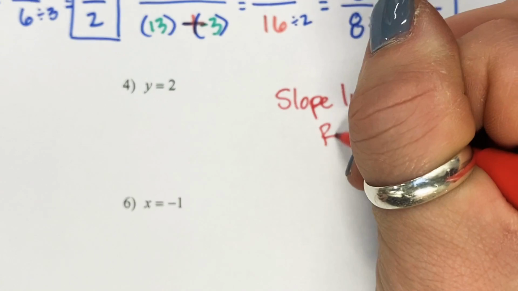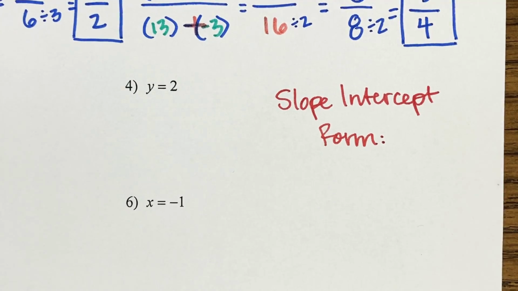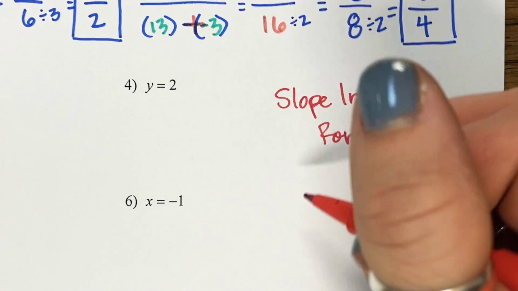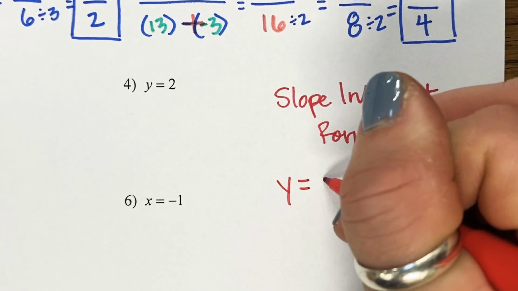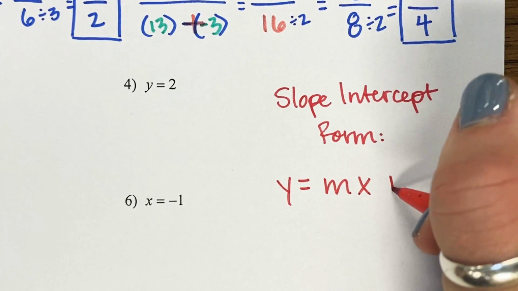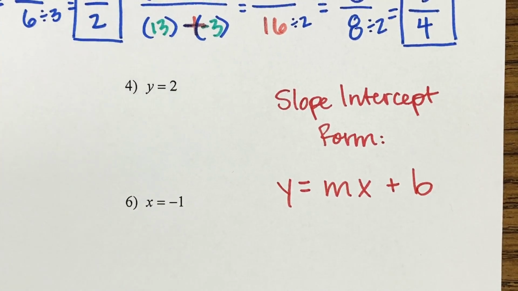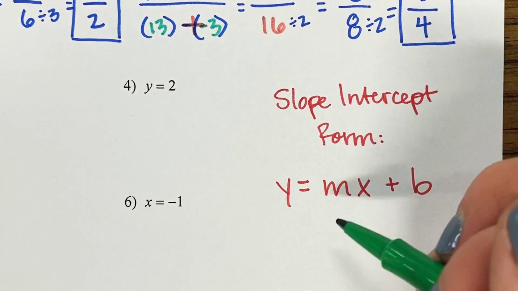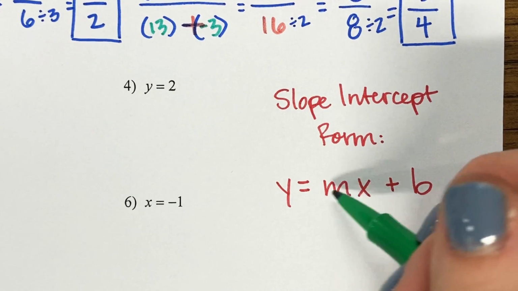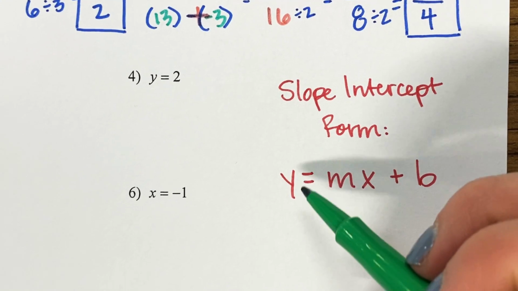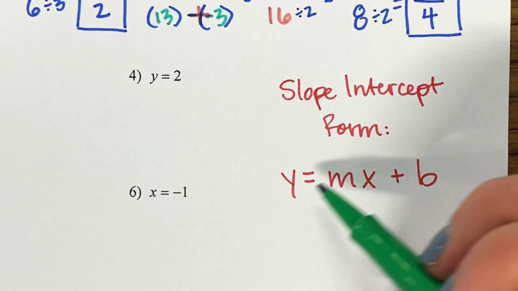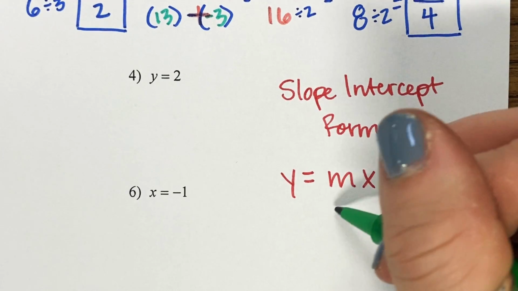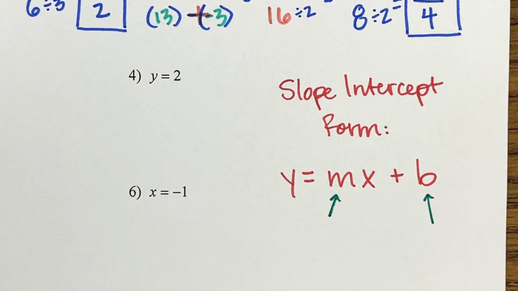Slope-intercept form. When it's written in slope-intercept form, it's always written as y equals m times x plus b. Now we have to identify what these letters mean. The y and the x are always going to stay y and x, but the m and the b are what change.